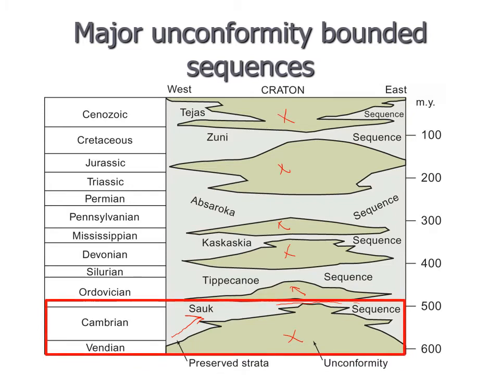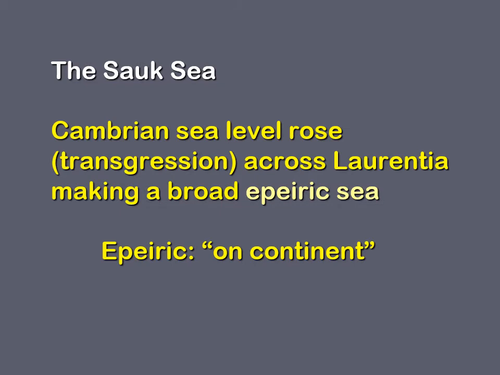So that represents an encroaching sea level going up higher and higher until it hits a maximum in the early Ordovician, and then it drops, and we start a new sequence in the Ordovician called the Tippecanoe, and we'll get to that in a few. So the Salk transgression is a sea. It's the Salk Sea.